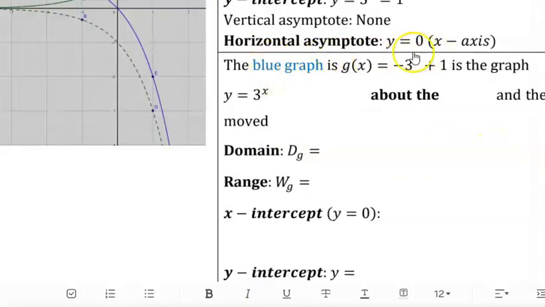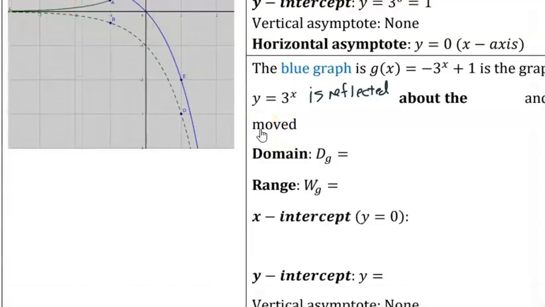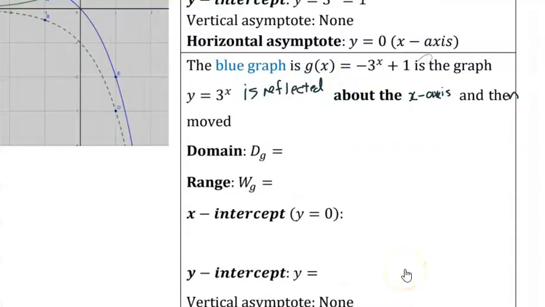My blue graph, if I first look at the first part there, minus 3 to the x, then the 3 to the x is reflected about the x-axis, and then it's moved 1 unit up because it's a plus 1 there. The q value is plus 1. 1 unit up. My domain is again all real numbers, but what will happen to my range now?